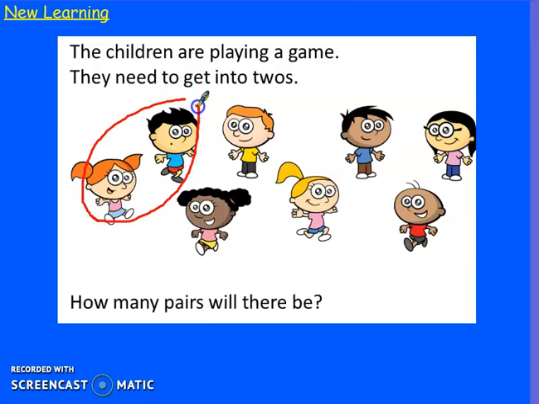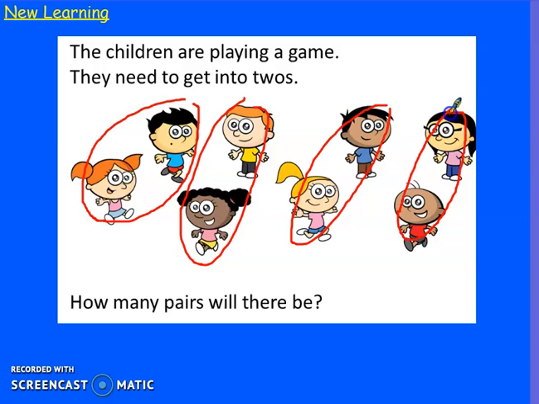Count with me. 1 pair, 2 pairs, 3 pairs, 4 pairs. So what is this picture and these groups now telling us? Could you write the calculation in your book? Pause the video and press play to see if you're right.